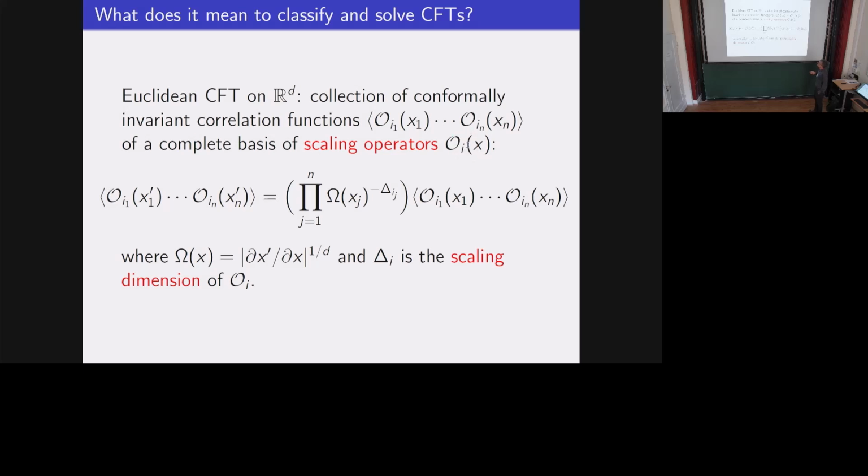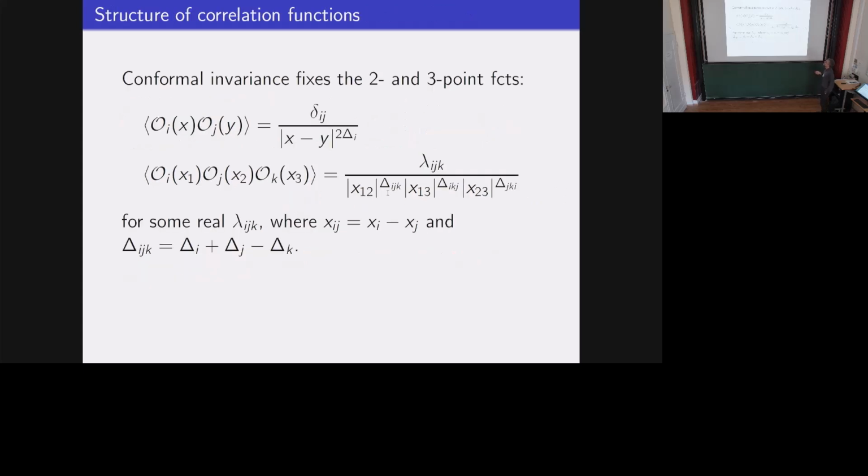So the requirement of conformal invariance is that under a conformal transformation, a correlation function transforms this way. So this is the transformation for scalar operators. There are similar ones for vectorial or tensorial operators. In this formula, omega(x) is the local dilation coefficient, and delta_i is the scaling dimension of the operator O_i. Okay, so this requirement is sufficient to fix the form of the 2- and 3-point function. So one can actually normalize the operator in such a way that the 2-point function is equal to 1 at distance 1.